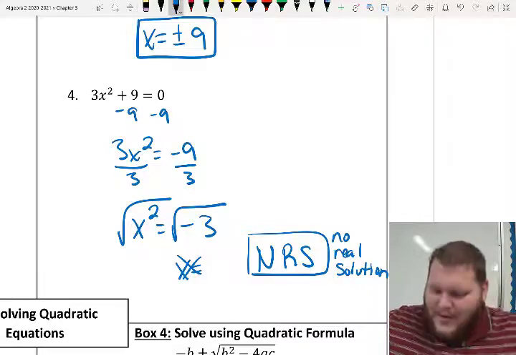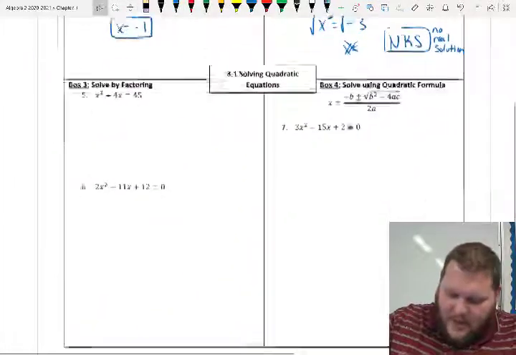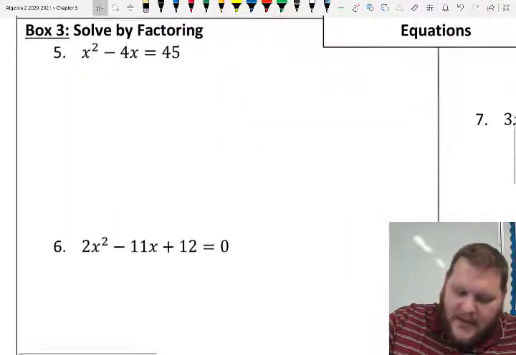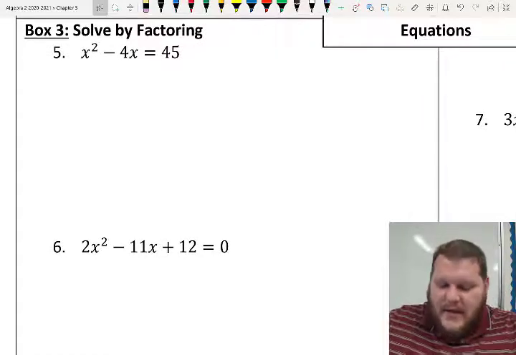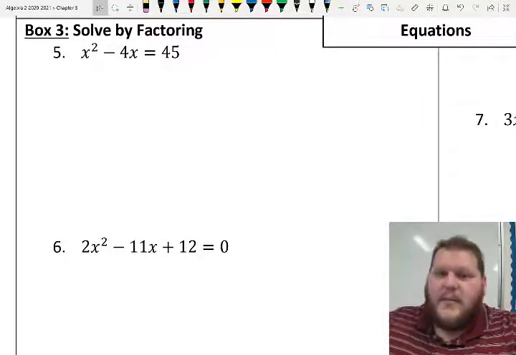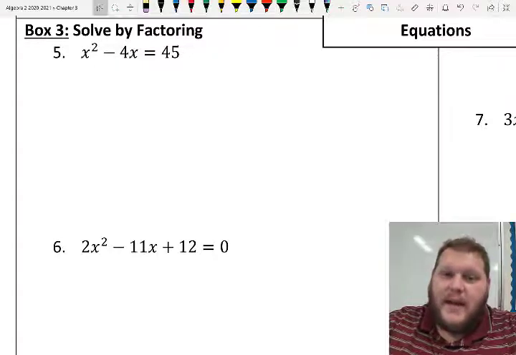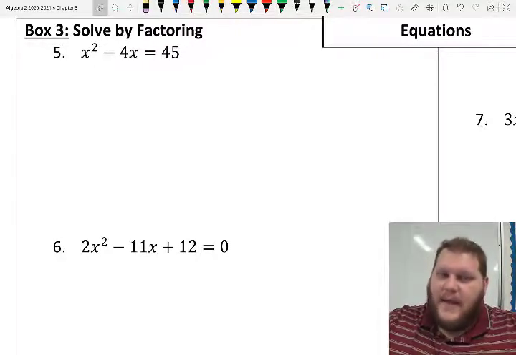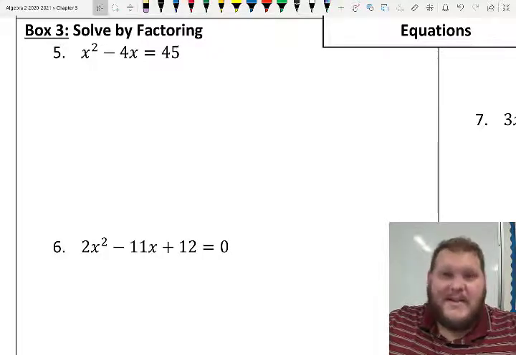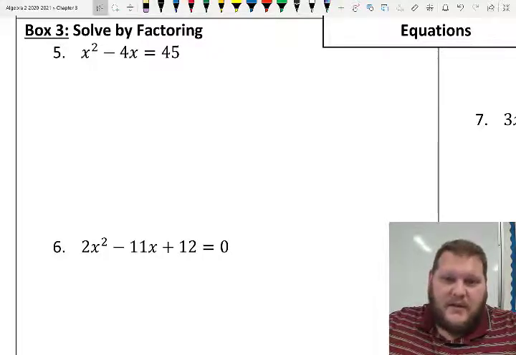Ooh, exciting. All right, moving along. Box 3. And these are kind of more normal methods. Here, solve by factoring. If we're trying to solve by factoring, we have to get, once again, our x squared on one side, set it equal to 0, factor that one side, and then we can do zero product property, ZPP, to solve for each of those individual things.